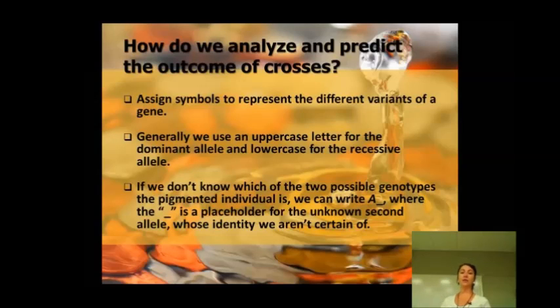Generally, we use uppercase and lowercase, but sometimes genetics are a little bit more complicated than that. In fact, a lot of times they're more complicated than that. So if we don't know what the genotype is, we can always put down, if they are a pigmented individual, like in the case of albinoism, we can write a big A, but we don't know whether they are big A, big A, or big A, little a, because they look like the dominant color, but they could have that recessive gene lurking around in the background. So you can put a placeholder for the second letter if there's an identity that you can't be certain of unless you do a gene testing.